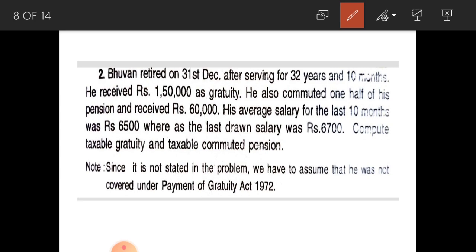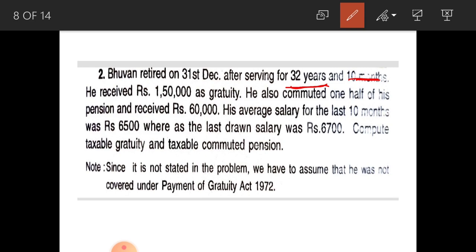So, you have to consider only the completed years of service, and you have to ignore the fraction of the year. He received rupees 1,50,000 as gratuity. He also commuted 1/2 of his pension and received 60,000. That means he is receiving in lump sum only a portion, that is half of his pension, and the other half he is receiving monthly. For the purpose of exemption limit calculation, you have to convert it into the full amount, that is 60,000 into 2, that is 1,20,000.